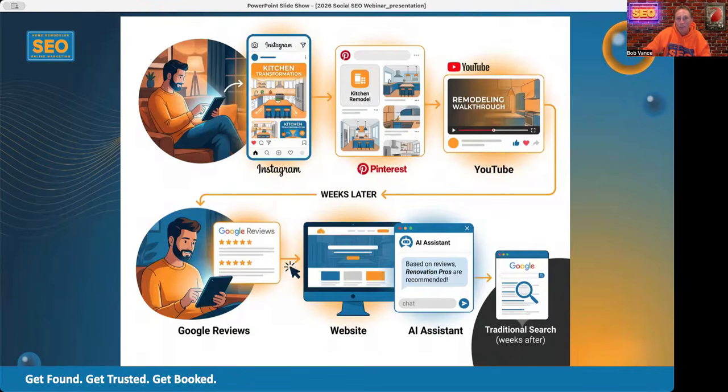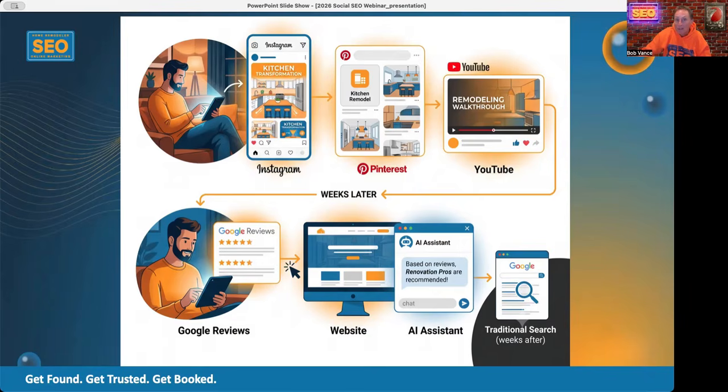And so, if you look at this illustration here, today the search journey usually starts long before anyone types a word into Google. A homeowner scrolls past the kitchen transformation on Instagram. They save a few ideas to a Pinterest board. They watch a remodeling walkthrough on YouTube one night, just kind of out of curiosity. And then maybe weeks later, they read reviews on Google, they click through to a website, maybe even ask an AI assistant to recommend someone.